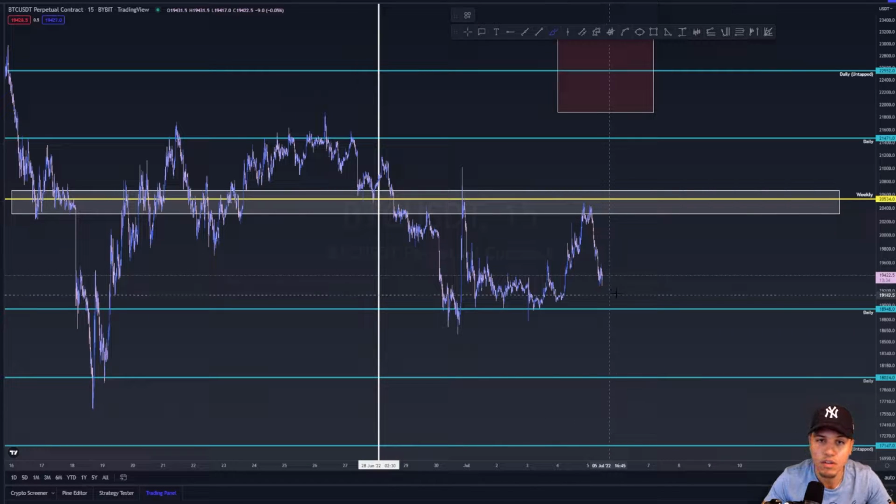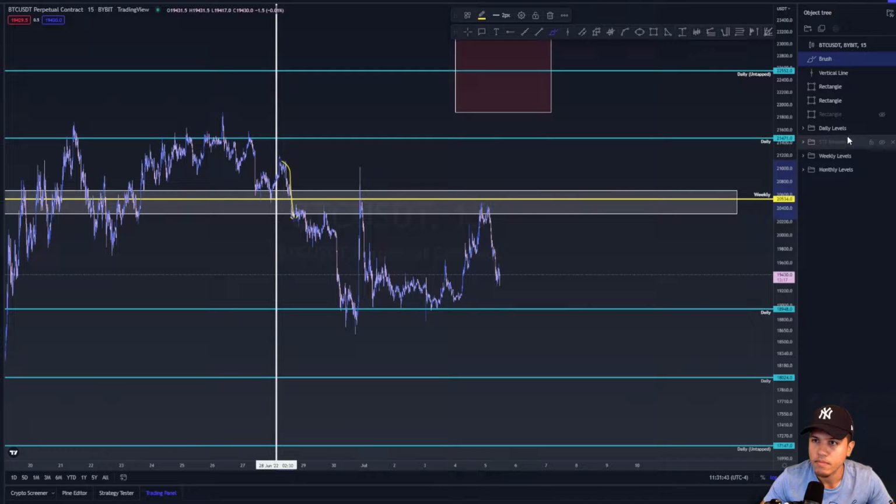I haven't changed anything on this chart. I have removed some of the boxes that show the ranges, but other than that, the levels are still the same. So what did we see? We saw Bitcoin break through this area of interest, and remember, we had a lot of confluence in this region, and I'll get that up here.